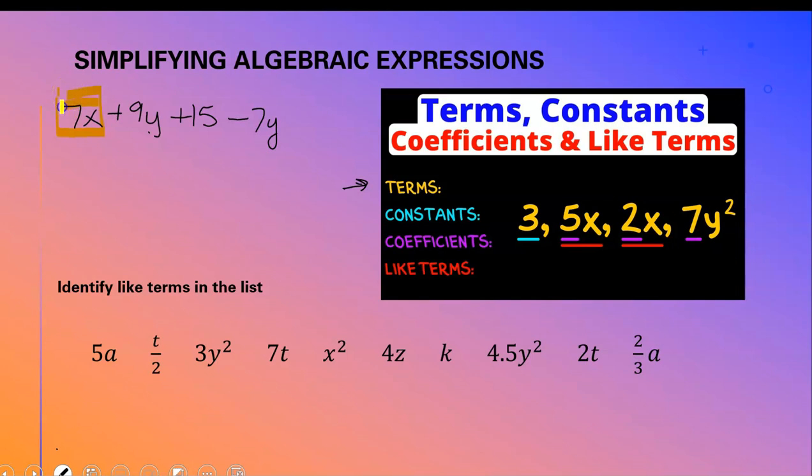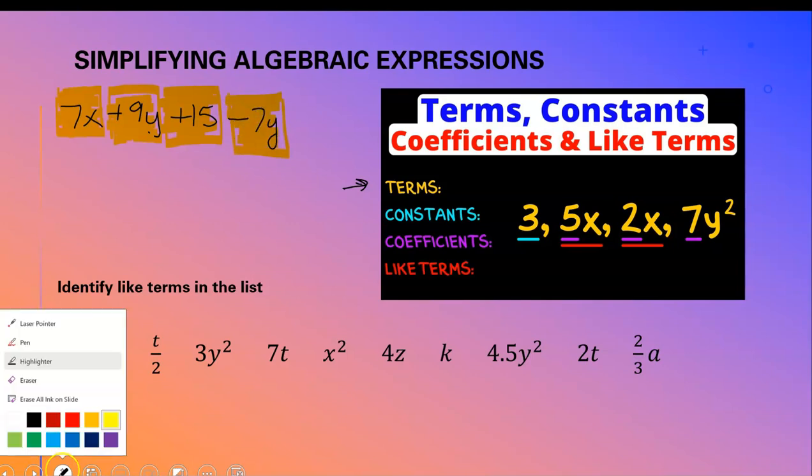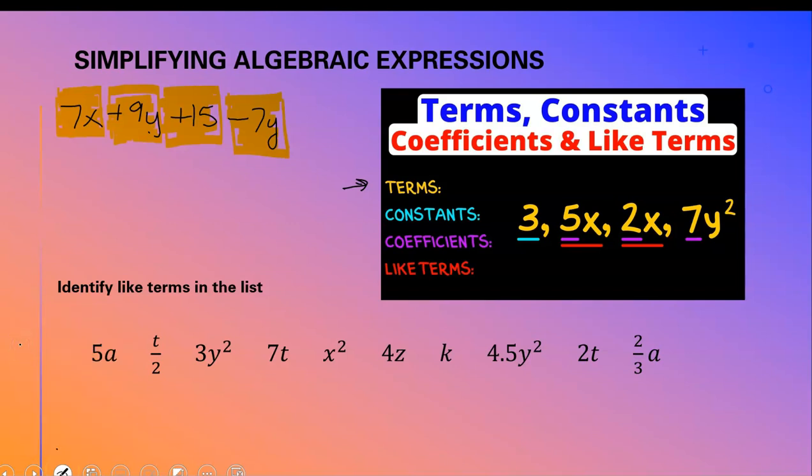So 7x is a term. 9y is a term. And what I like to do is remind you that this is a positive 9y, because once we get working with negatives more, that's going to come in handy to know. We have positive 15, that is a term. And then we have negative 7y, also a term. So this expression has 4 terms in it. Okay? Every expression has a term.